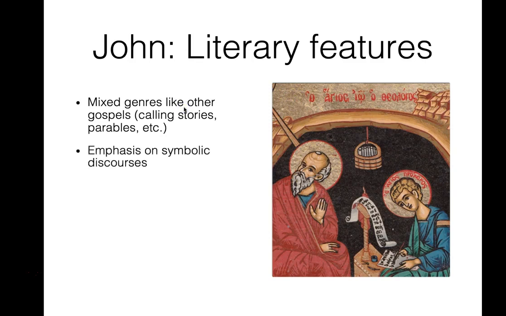John emphasizes expanded discourses, heavy with symbolism, as we see in this first chapter that we're going to read. Recurring motifs in John include the number 3, the number 7, the theme of misunderstood statements, and contrasts, so light and dark, love and hate, to name a few.